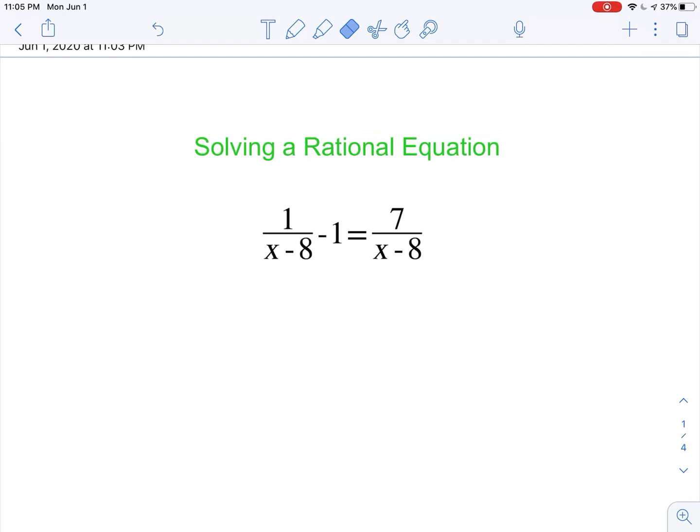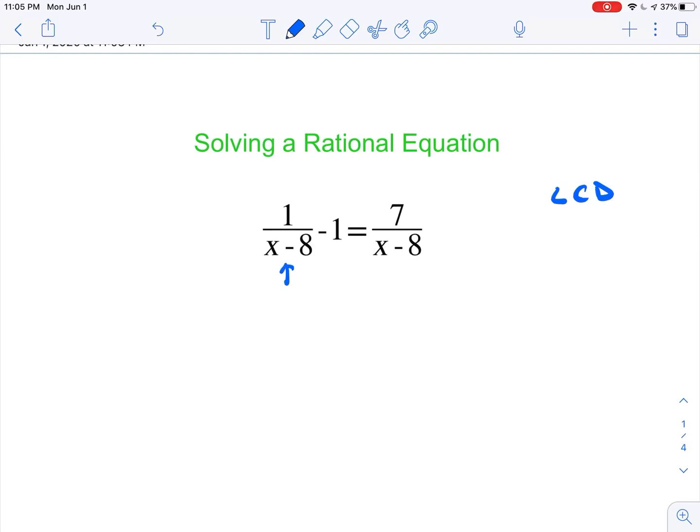So when we are solving these rational equations, the goal is going to be to eliminate the denominator as quickly as possible. So how do I do that? Well, in order to eliminate the denominator, what we're going to need to do is find the least common denominator, the LCD, of each term within my equation. So I look at the denominators of this fraction and this fraction to see what factors I need to cancel out.